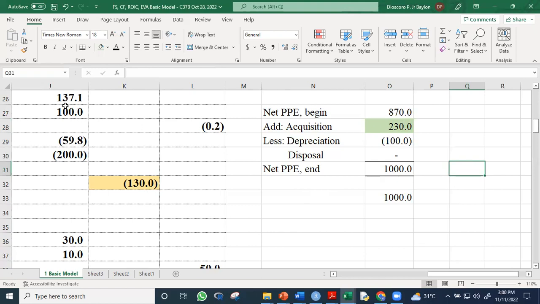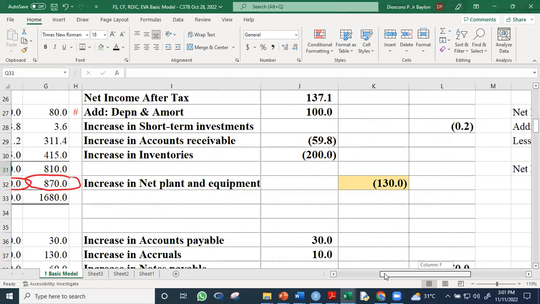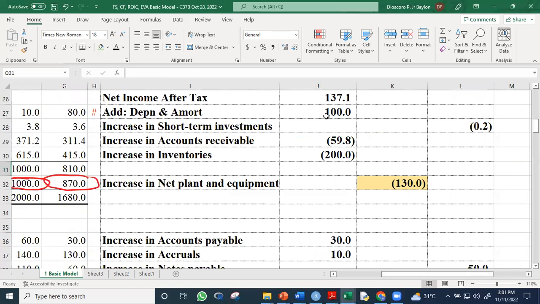However, not in this sense. The depreciation should have been added to your net PPE. Had we included depreciation here, 130 plus 100, this would have been 230. So it was depreciation all along, but not in this context. It was in the net PPE. So the acquisition was not 130, but the acquisition was 230.